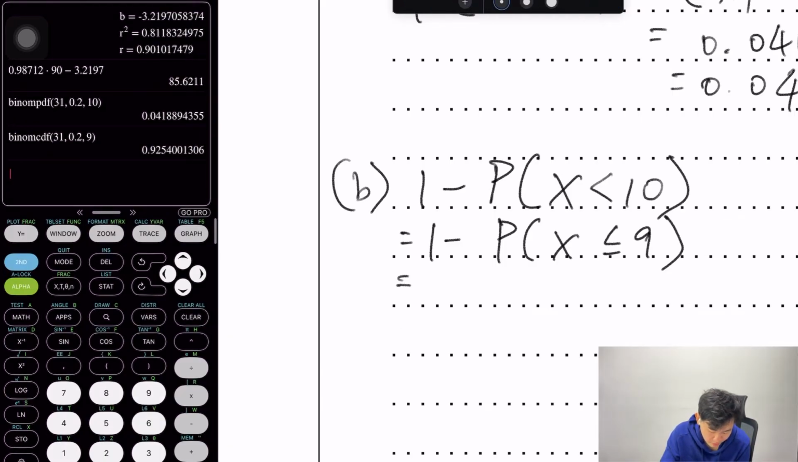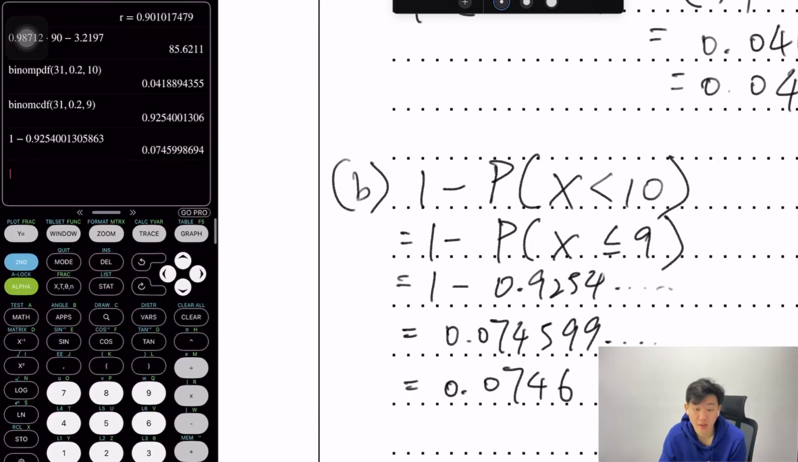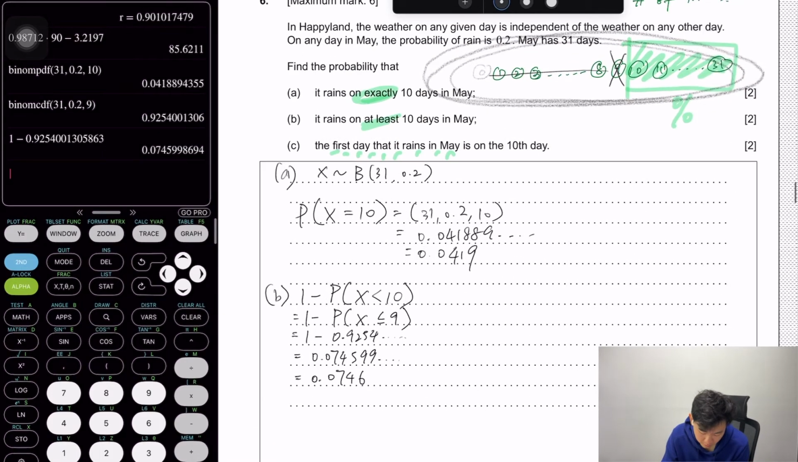Which is 92.5%, right? So 1 minus 0.9254. So again, 1 minus the answer, enter, which is 0.074599, which is 0.0746 to 3 significant figures. Okay, make sense?